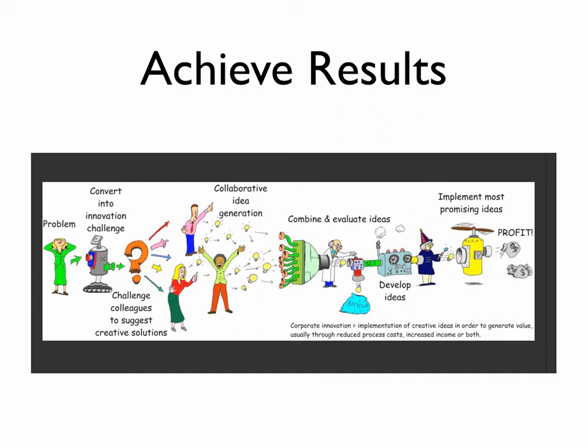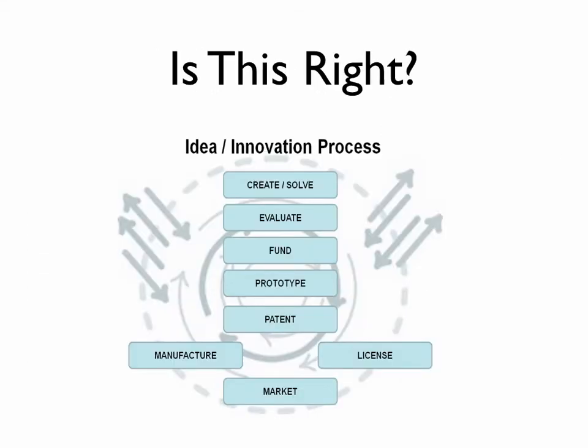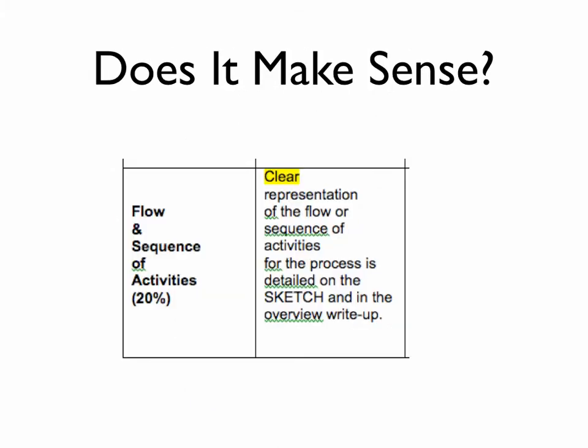Back here, this was very linear, okay? It goes from left to right, and at the end of it all, we've got profit. Here, I'm not really sure which way to look. So check and make sure that your flow and your sequence of activity has a very clear representation, that it goes from one step to the next, okay? And if it doesn't, that it's clear which way it goes next, if it's not linear.